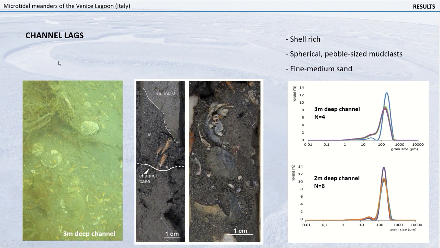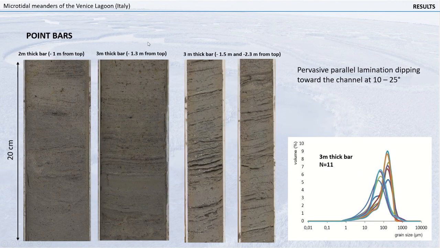Channel lags are present in all the study cases, of course. They occupy mainly the deepest part of the channel. They consist of medium to fine sand, and they are very rich in shells, shell debris, and mudclasts derived from collapses of the outer bank zones. If we look at the point bar deposits, actually the deposits associated with these channels, in grain size they are slightly finer than channel lag deposits. They are characterized by a pervasive planar lamination that dips toward the channel at about 10 to 25 degrees.